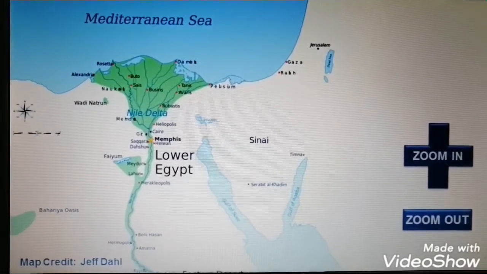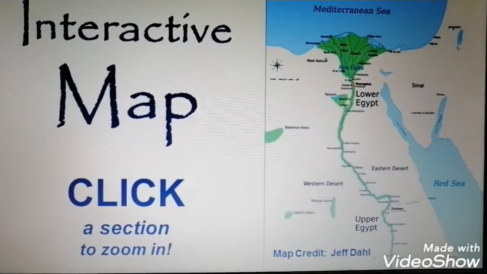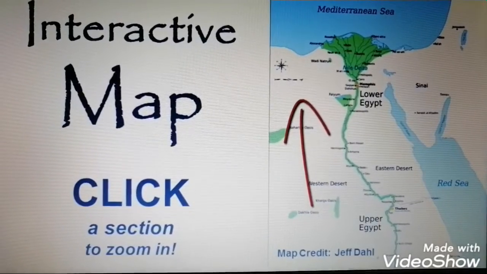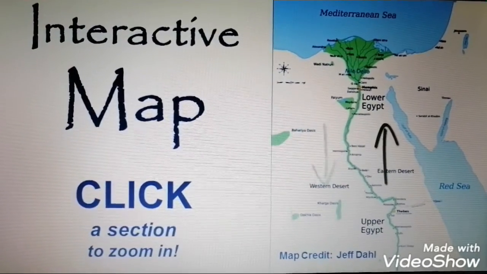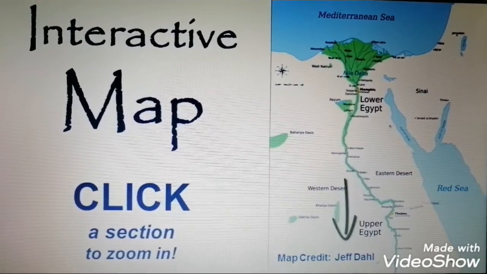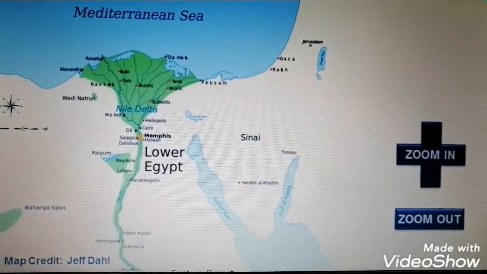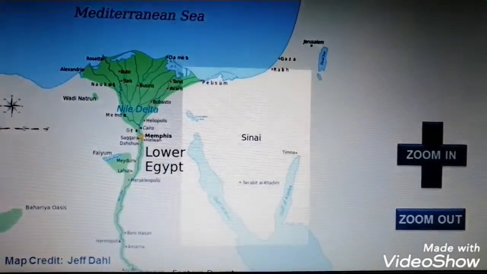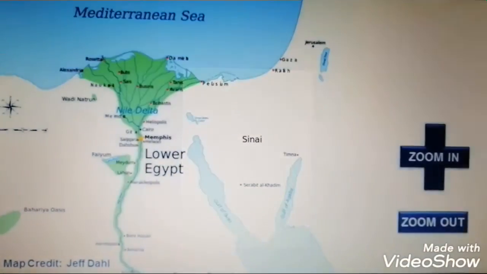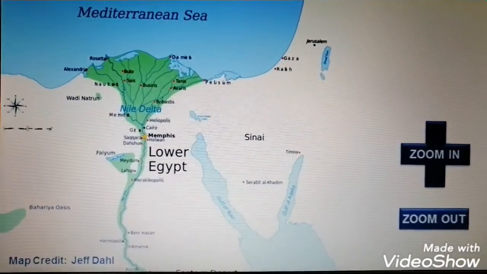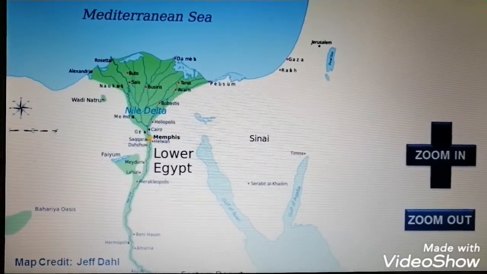Now keep in mind when we talk about Upper and Lower Egypt, the Egyptians didn't have a map like we do where everything points north. They thought about everything as either being upriver or downriver. So Upper Egypt is upriver, Lower Egypt is downriver. Looking at Lower Egypt one more time, you can see the Sinai Peninsula. This is a divider between the continents of Africa and Asia, Egypt being on the northeast corner of the continent of Africa.